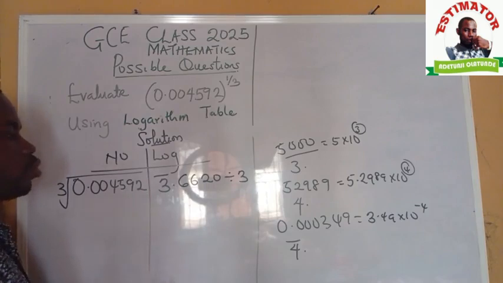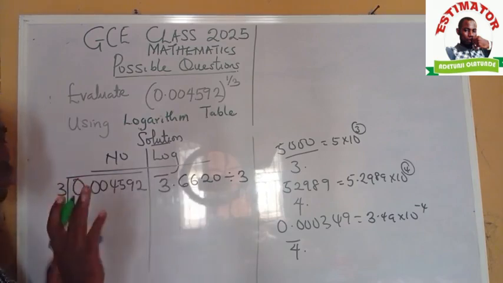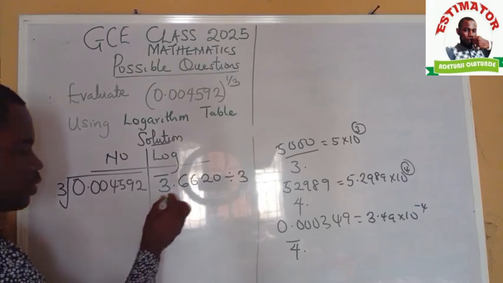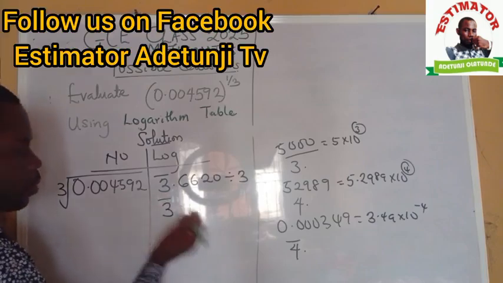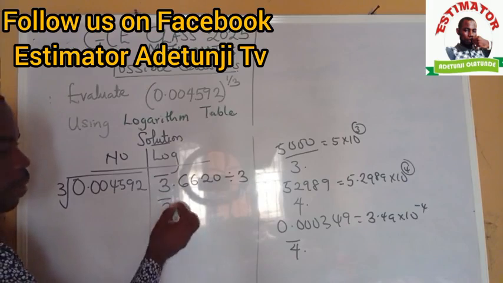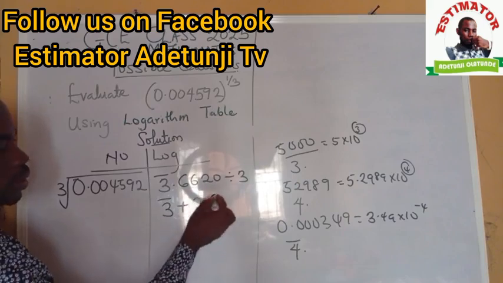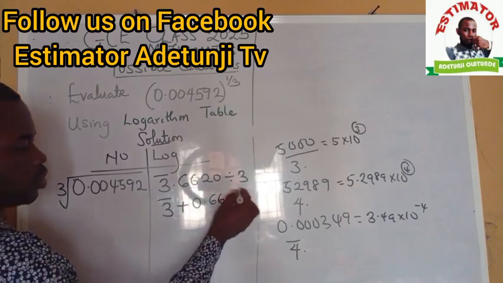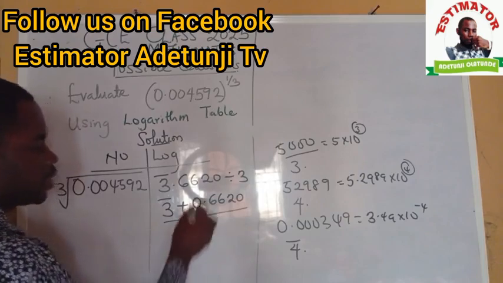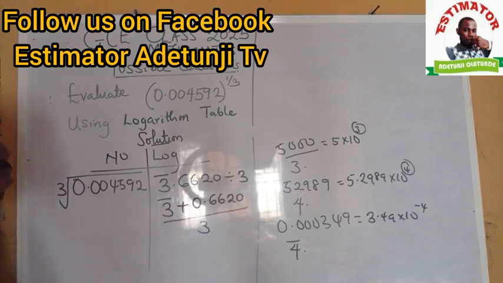Now what are we going to do? Now look up. It's very simple. That is, it shows that I'm having bar 3. Are we there together? Plus 0.6620 over 3. That's the meaning. That's the interpretation of what you are seeing here.